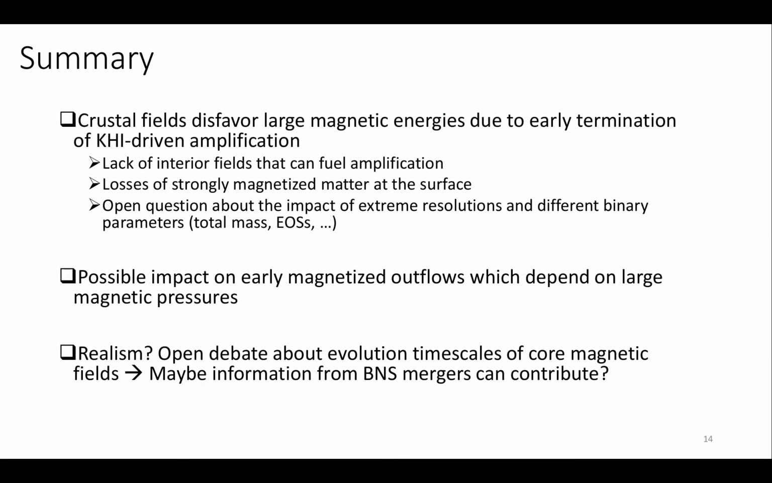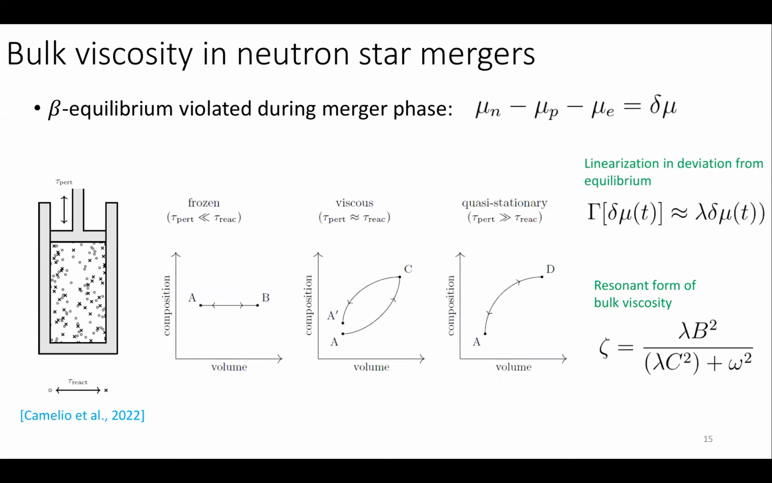And maybe, since Elias made a very nice connection of binary neutron stars and microphysics, especially to bulk viscosity, I might use the last few minutes to talk about some recent work of mine and my collaborators on bulk viscosity, just as a brief motivation, even though Elias has talked about this quite extensively. Bulk viscosity in neutron star mergers can appear due to off-equilibrium effects in chemical equilibration.